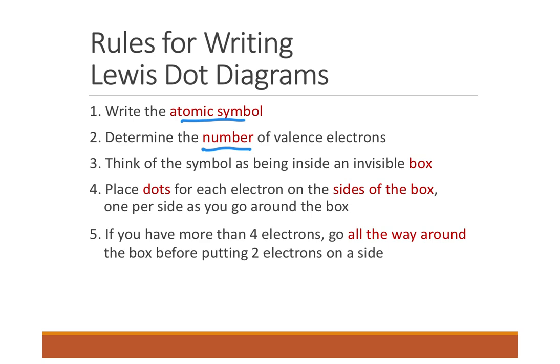You want to think of your symbol as being inside an invisible box, so that there are 4 sides surrounding the atomic symbol. And you're going to place a dot for each electron on the sides of the box. You start putting just 1 per side and then go around the box. So if you have more than 4 electrons, you're going to go all the way around the box before you start putting 2 electrons on any particular side.